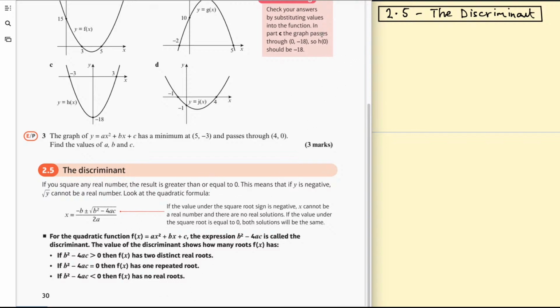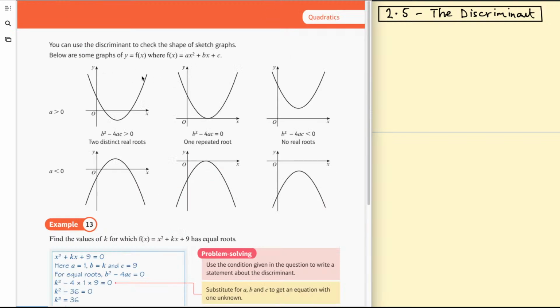Okay. So that is the discriminant, and this is why we care about it, to find out how many solutions a quadratic might have. Here we can see it tells us you can use the discriminant to check the shape of sketch graphs. Below are some graphs of y equals f of x, where f of x equals ax squared plus bx plus c. And this is saying a greater than 0. Remember what that means? That means a positive quadratic, so a positive smiley face, so the curve is facing upwards like that, like a smiley face.